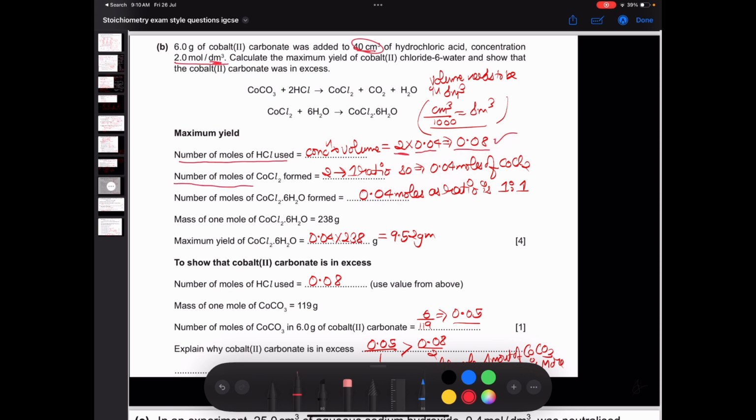Number of moles of COCl2 formed. Just check the ratio between HCl and COCl2. Is it 1:2 or 2:1? According to me, it is 2:1. 2 molecules of HCl are giving 1 molecule of COCl2. Means 10 HCl will give 5 COCl2. 100 HCl will give 50 COCl2. In reality, how many moles of HCl do we have? 0.08. So that will give you 0.04 moles of COCl2, right? Okay.